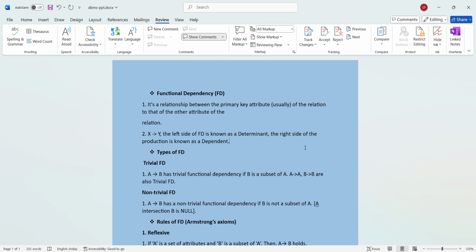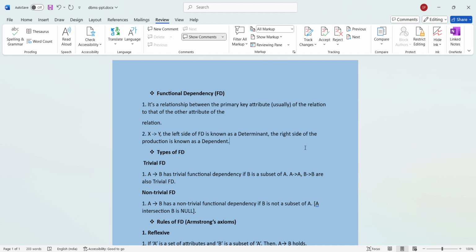The topic of my DBMS PowerPoint presentation is functional dependency and axioms. So, functional dependency shows the relationship between attributes. Basically, when the candidate key or primary key is used to determine other attributes, that is called functional dependency. The syntax of the functional dependency is X tends to Y. In this, X is called the determinant while Y is called the dependent. That means X can determine Y.